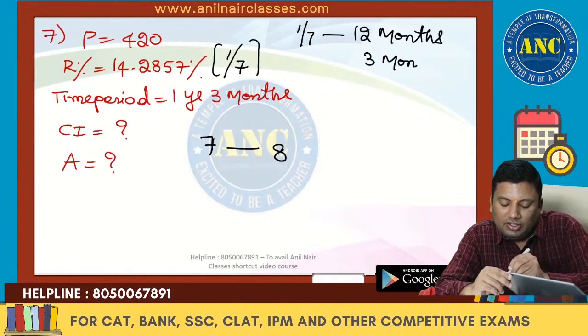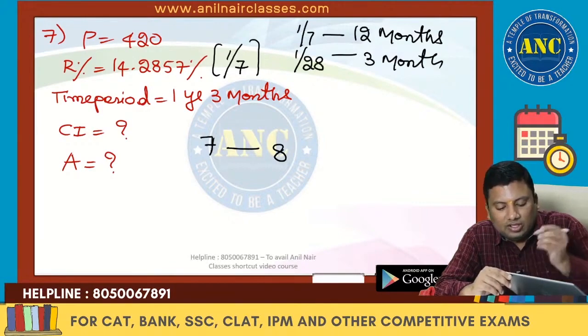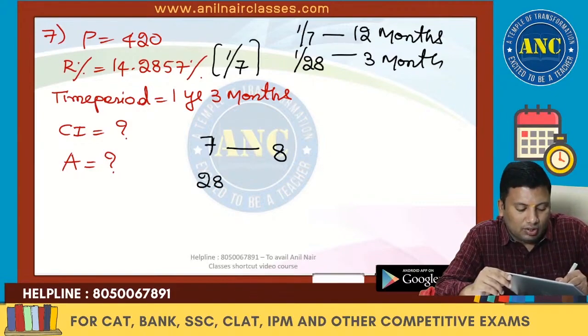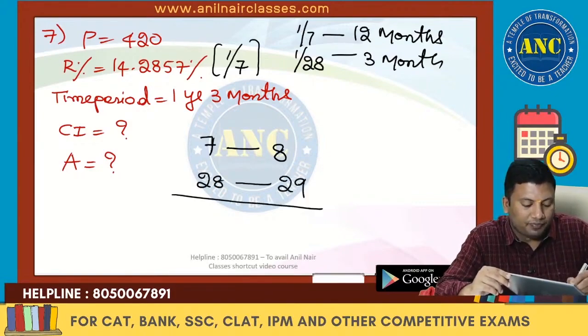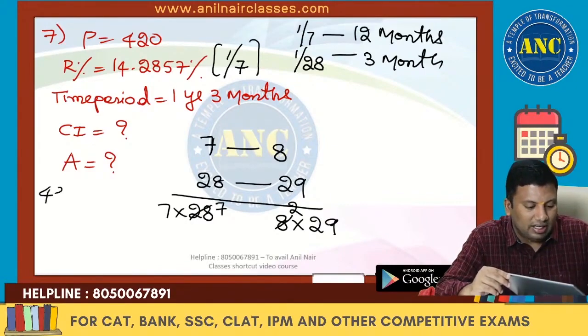For 3 months, how much is it? So 1/4 of 1 by 7, which is 1 by 28. So 28 becomes, 1 increase, 29. 7 into 28, these 8 into 29. So 4 7s are, 4 2s are, so these 49 and it is 58.